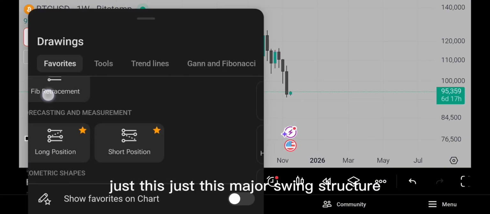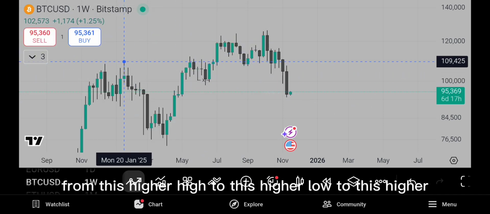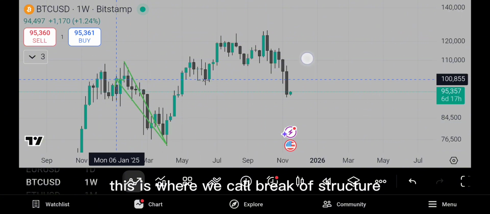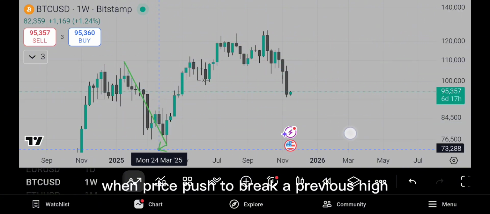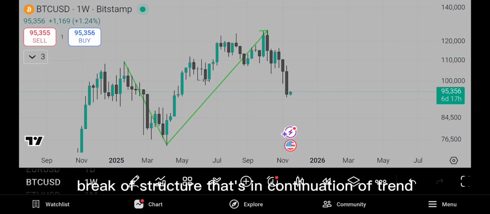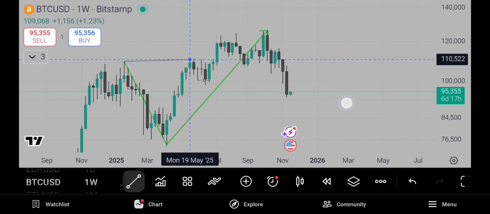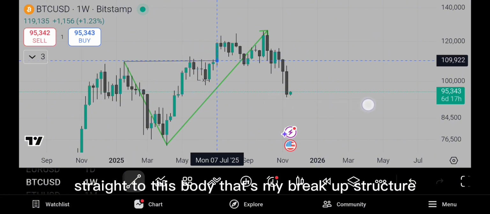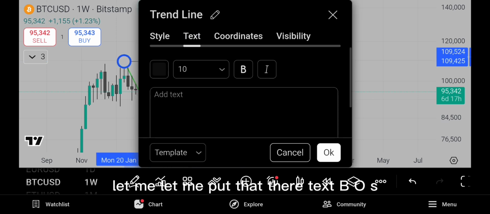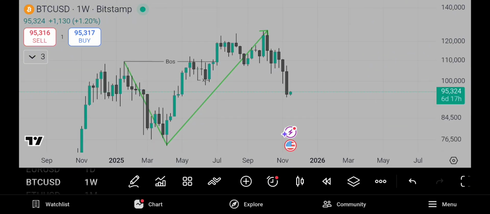Just this major swing structure, from this higher high to this higher low to this higher high. This is where we call break of structure, when price pushes to break a previous high. Break of structure, that's in continuation of trend. So I'm going to mark here from this high straight to this body. That's my break of structure. Let me put that in as BOS.